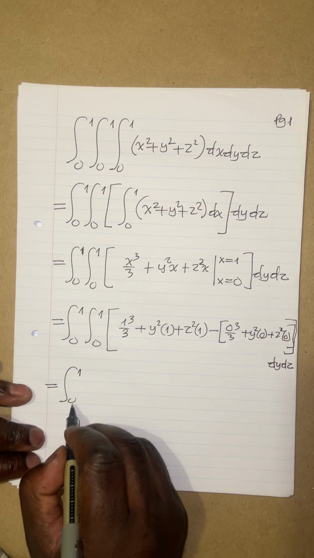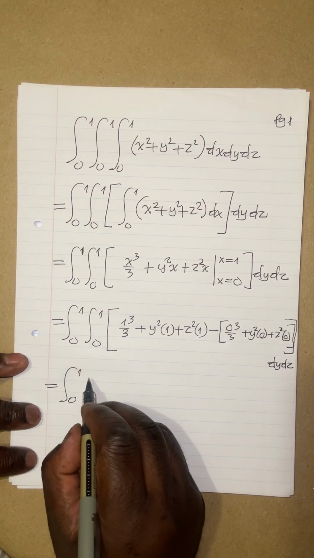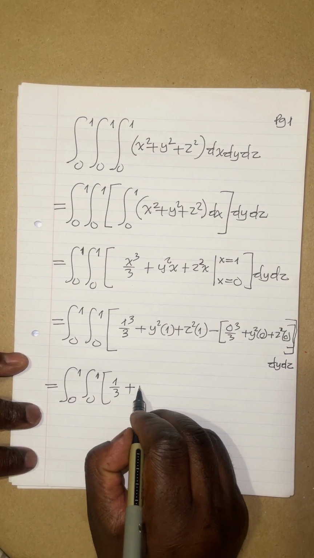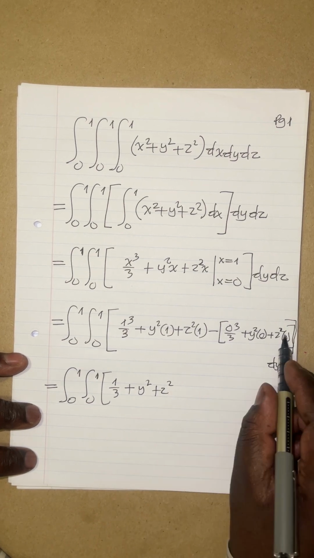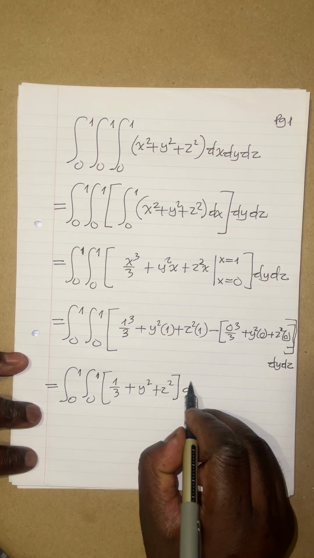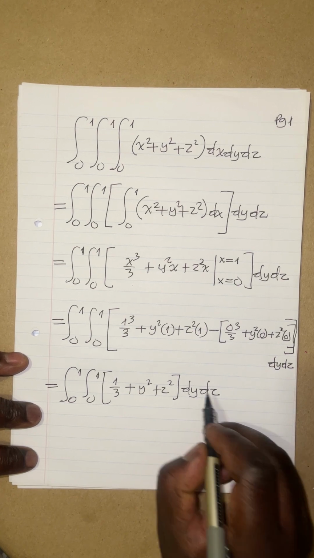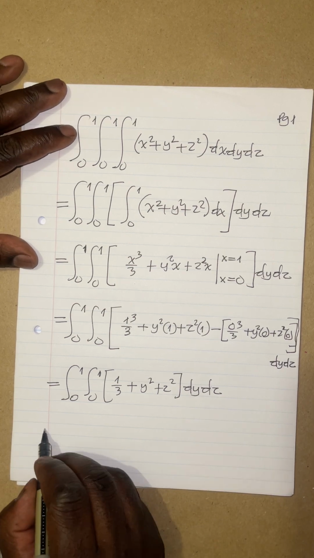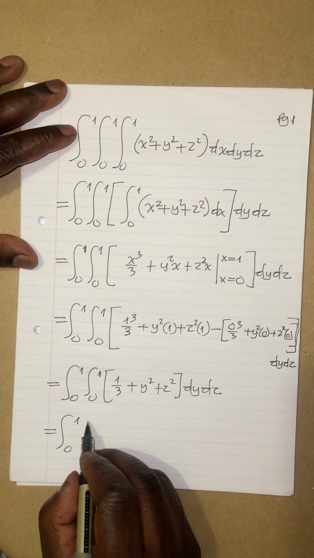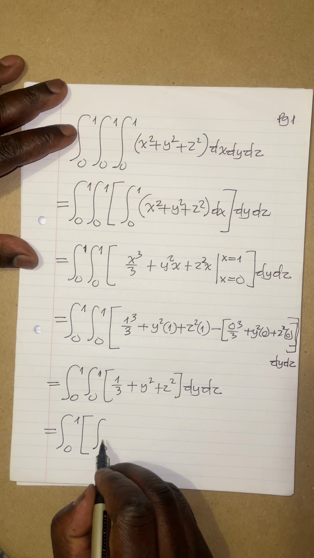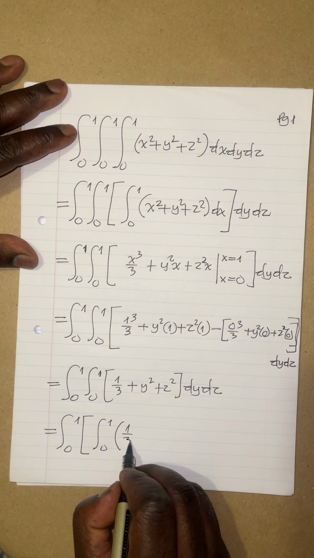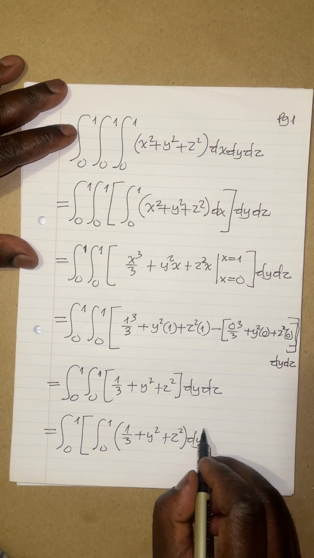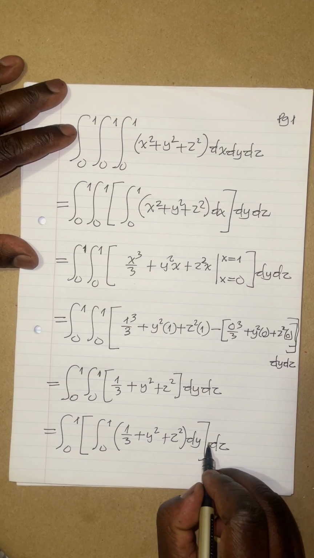This is the integral from 0 up to 1, another integral from 0 up to 1 of what? This will be 1/3 plus y squared plus z squared, and the rest is 0, you can see there, and then we have dy dz. Now this time we have to integrate with respect to y, so this will be the integral from 0 up to 1 of, let me use brackets there, 1 over 3 plus y squared plus z squared, and then dy, and then let me close this bracket here, and I'm going to have dz outside.